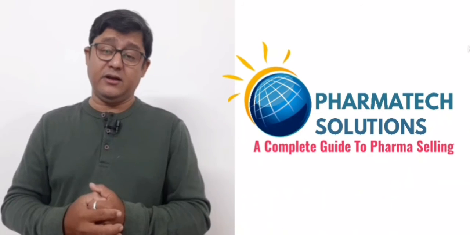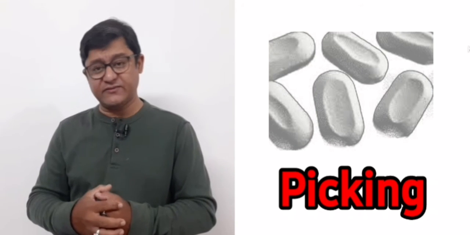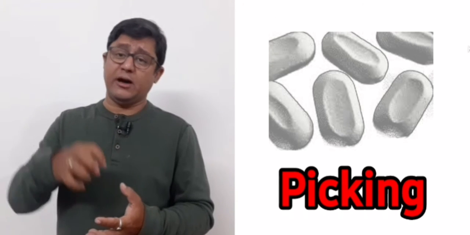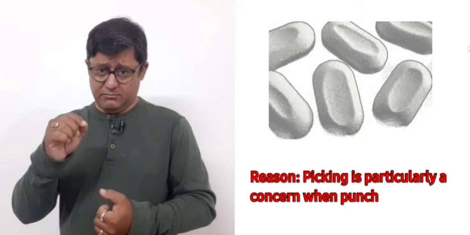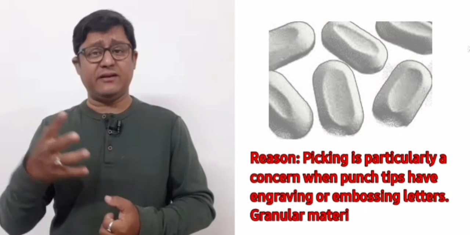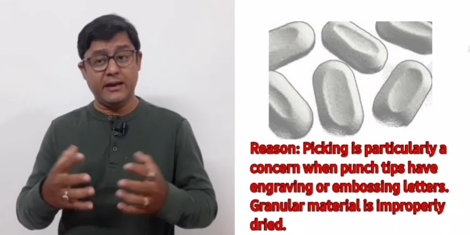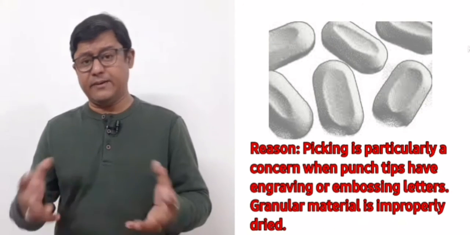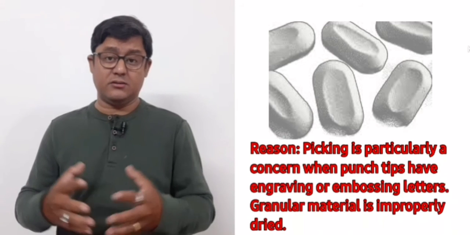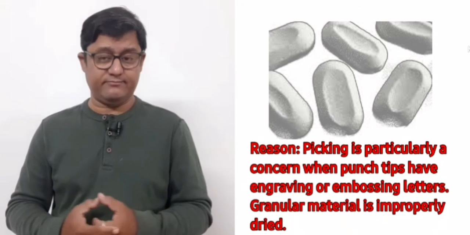Another defect that generally happens is the picking. Now, here what happens is a small amount of material gets removed off from the tablet surface by a punch face, and the problem is more prevalent on the upper punch than the lower punch. Again, if you talk about the reason why exactly this happens, picking generally happens because the punch tips have an engraving or maybe some embossing letters. And apart from that, maybe the granular materials are improperly dried.